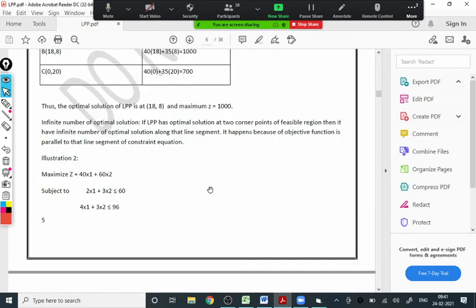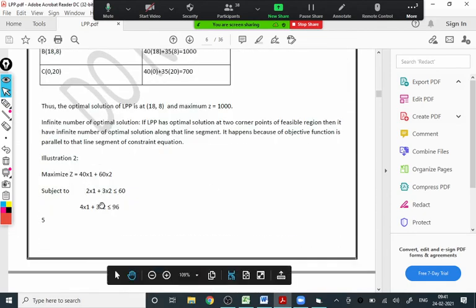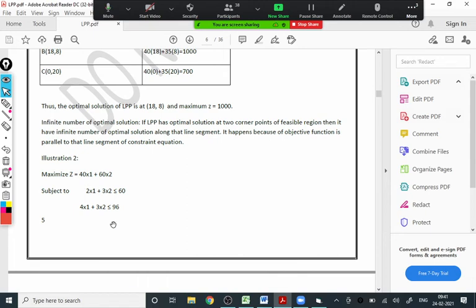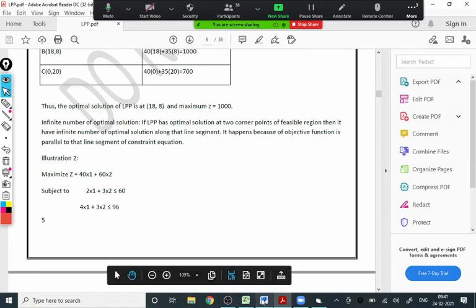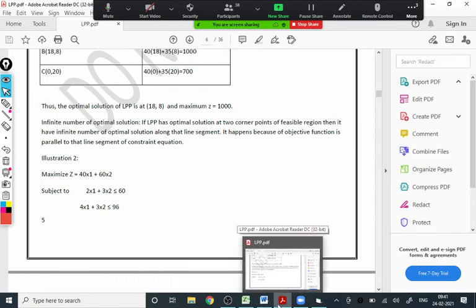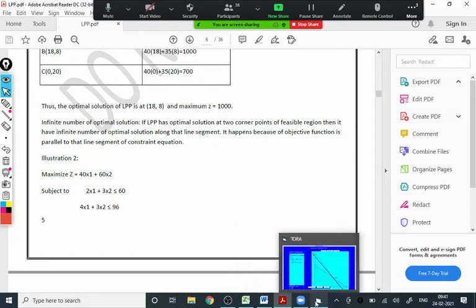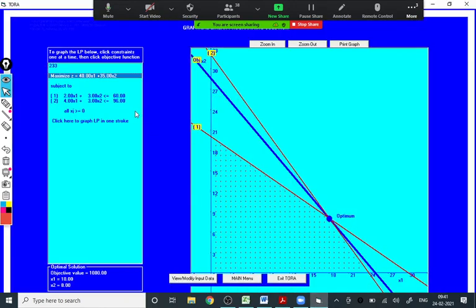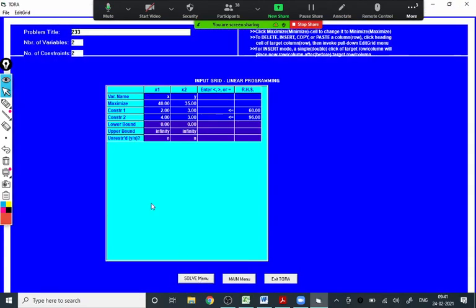One is here. This is the 2. So see, the z is changed now. There is 40x1 plus 60x2. Let me check. What is the change that I made? Yes, the coefficients of the objective function are changed. 40 and 60 is done. 40 and 60. Let me modify this data.